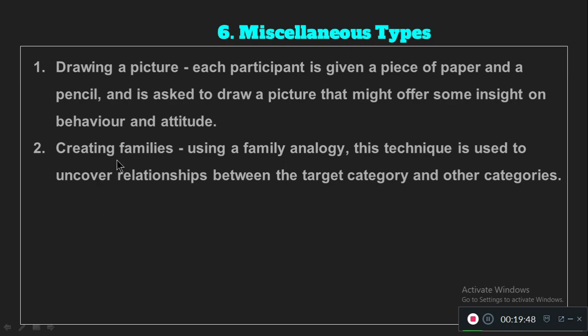Next one is creating families. Using a family analogy, this technique is used to uncover the relationship between the target category and other categories. So this method uses family analogy and we ask them to uncover the relationship between the target category and other categories. Like we ask them to find the meaning, roles, and responsibility of one member in the family with the other members, what they have in their mind, that we can get.